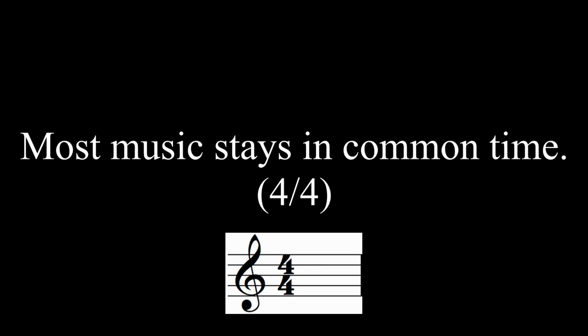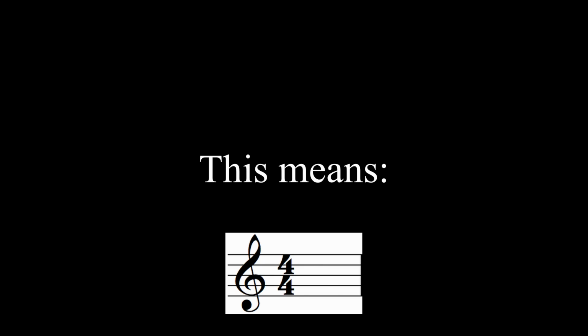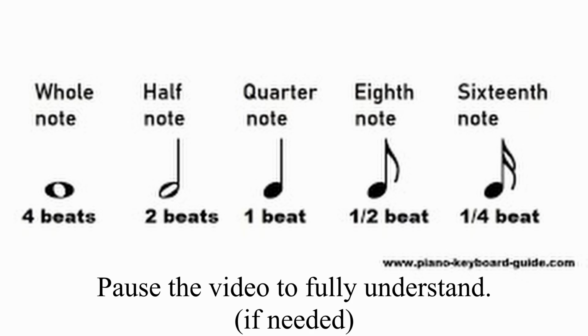Most music stays in common time. This means there are 4 beats in a measure, 4/4. We'll stay in common time because most of the music you'll be seeing is in this time signature. Other common time signatures that you might see include 3/4, 2/4, and 6/8. You may use these diagrams to see the different note values.